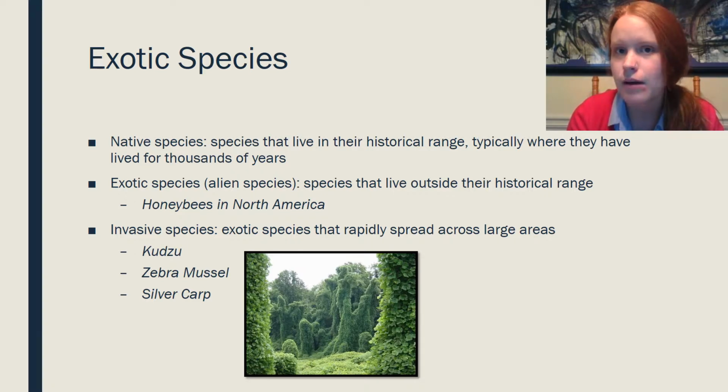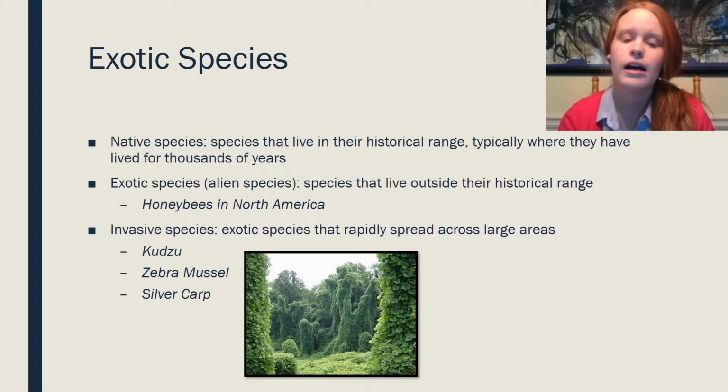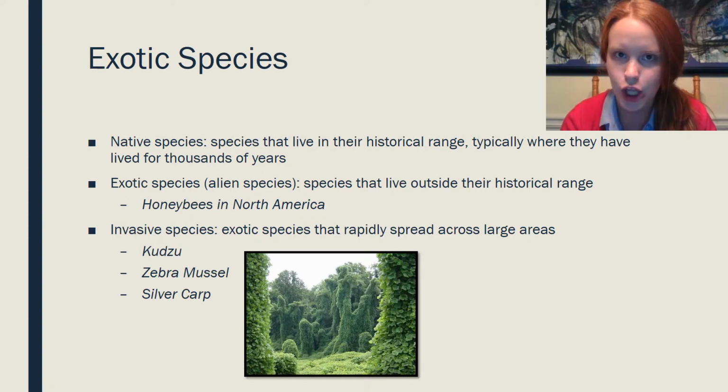Kudzu is a vine that was brought over from Japan, I believe, back in the 20s and 30s to try and eliminate erosion because it grows anywhere. It grows really fast. Problem: it grows anywhere and it grows really fast. It kind of took over in certain areas. It climbs up the trees, takes over, and kills the trees. It's not good. It's a very bad species.